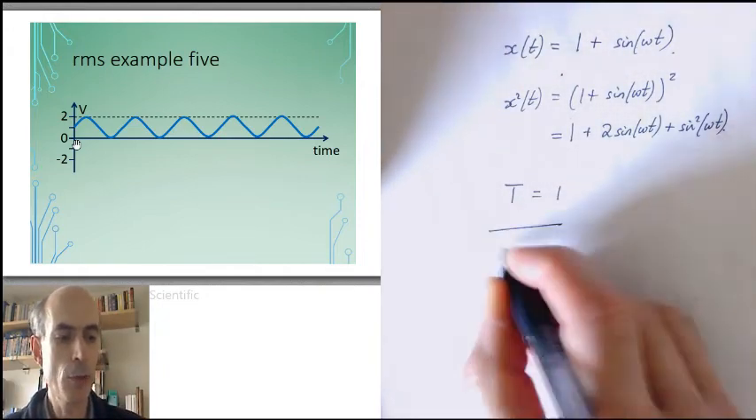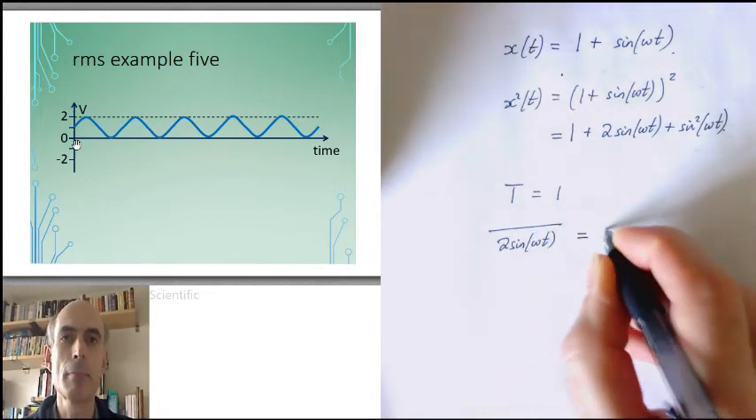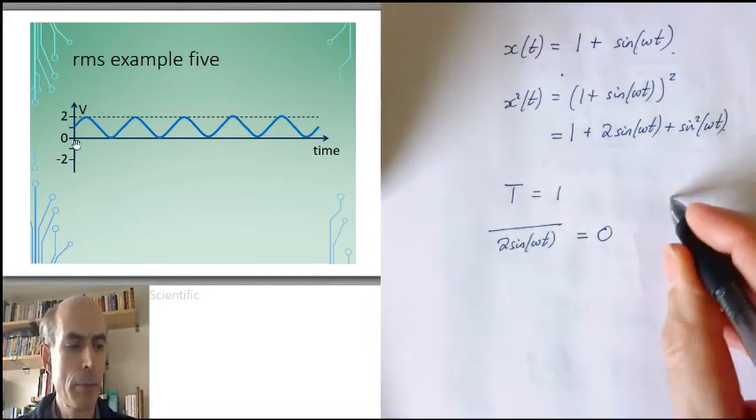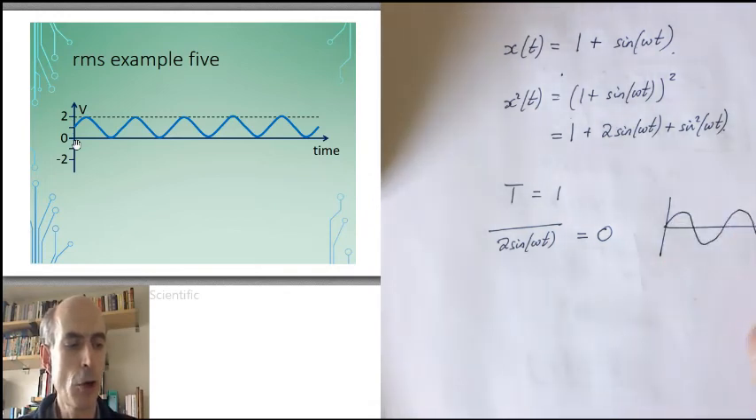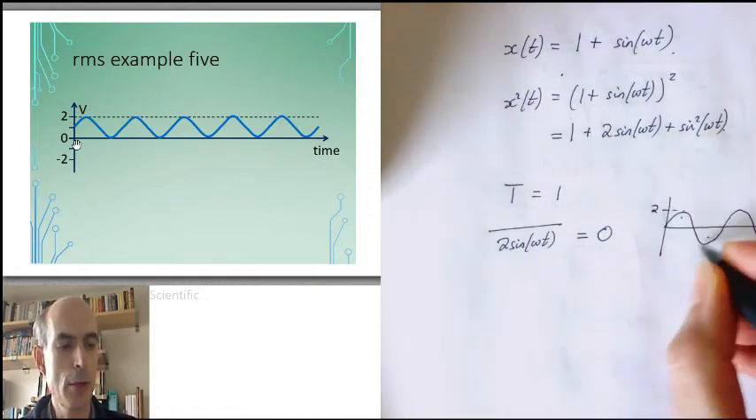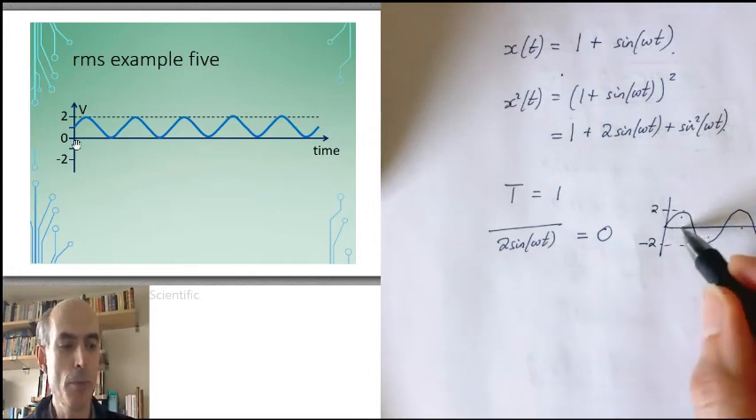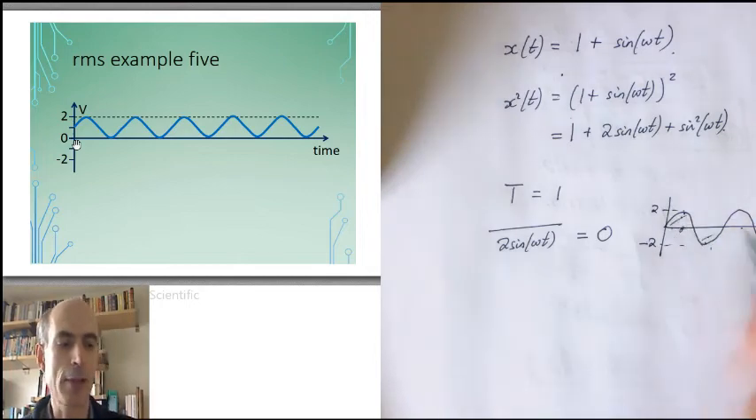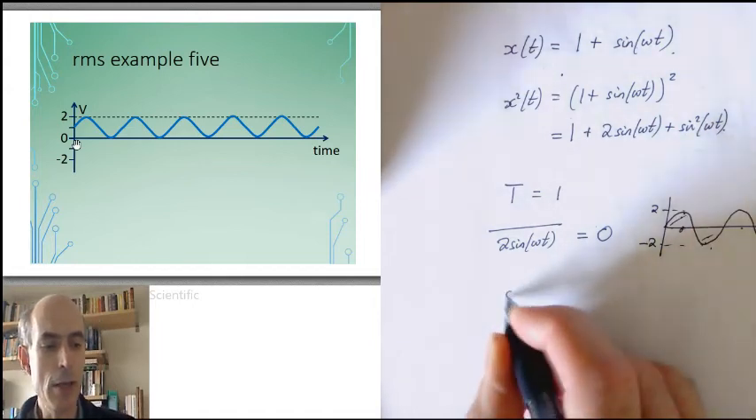The average value of 2 times sine omega t is going to be 0, because that's a sine wave. If we had a look and see what that looked like, it would look like this. It would go above 0 and below 0. It would go up to 2, it would come down to -2, but the average value of this is 0 because it's positive for the same amount of time that it's negative. They would cancel out.